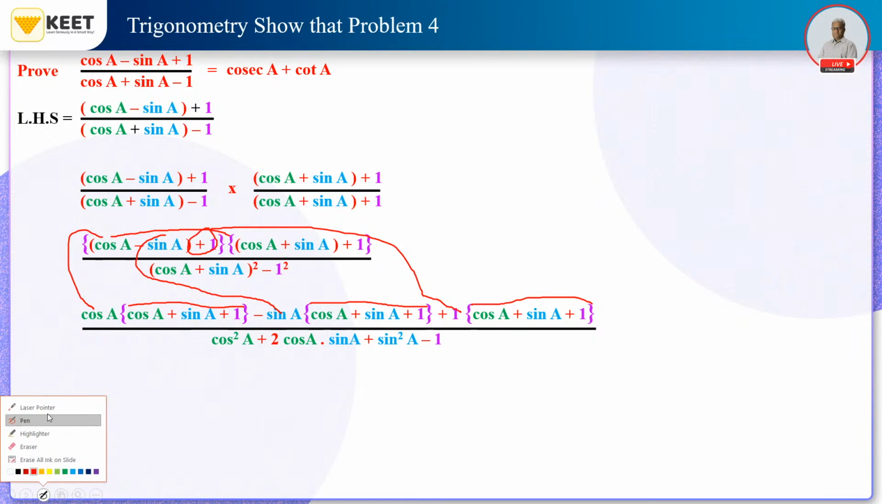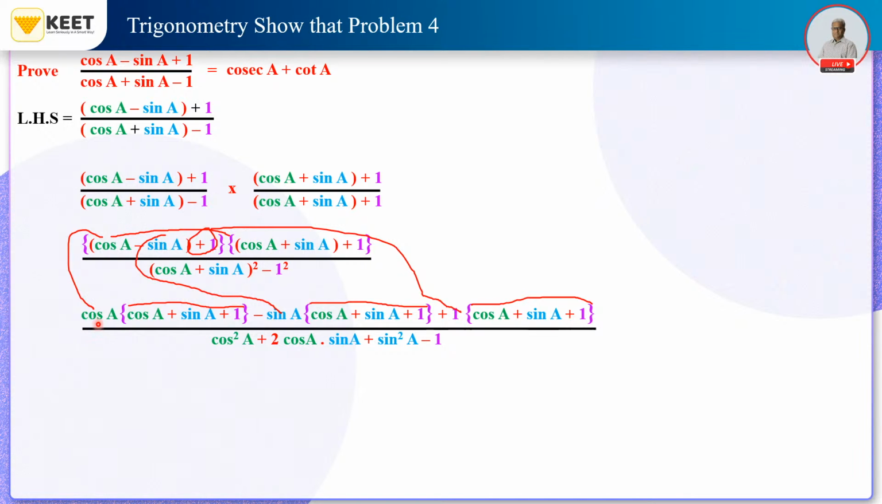So it is cos square A plus 2 cos A sin A plus sin square A. So that was the denominator first bracket expansion, and this minus 1 is kept as it is. Now in the next step, quite simple, this cos A which you see here is multiplied inside the bracket, then minus sin A is multiplied inside the bracket, and then this plus 1 is multiplied inside the bracket.